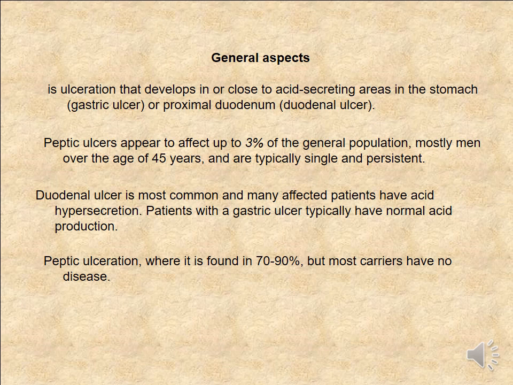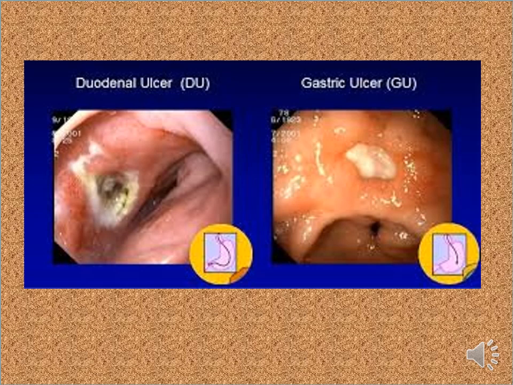Helicobacter infection is found in 70–90% of peptic ulcer patients, but most carriers have no disease, the asymptomatic condition. This figure shows the duodenal ulcer within the duodenum and the gastric ulcer within the stomach.